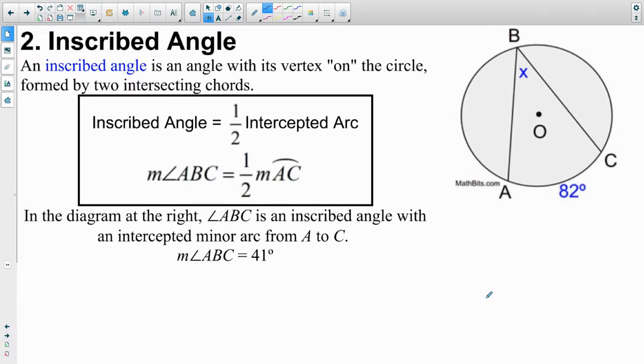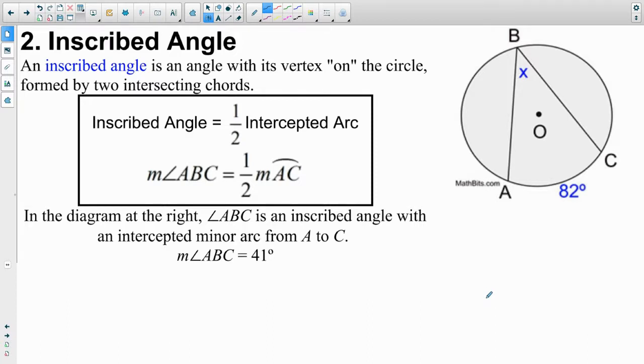Well, since angle ABC is an inscribed angle, that angle will be exactly 1/2 of the intercepted arc, 1/2 of 82, which you could see written on the bottom. The measure of angle ABC is equal to 41 degrees.